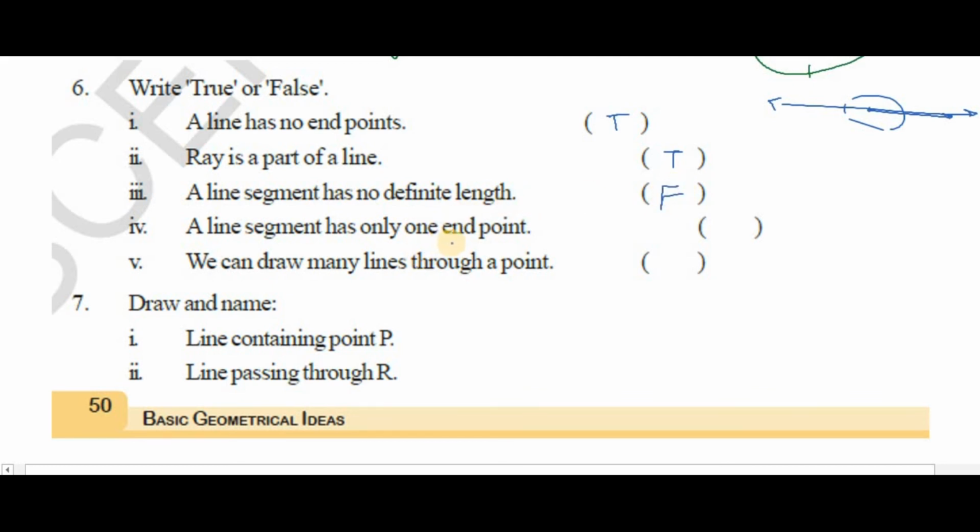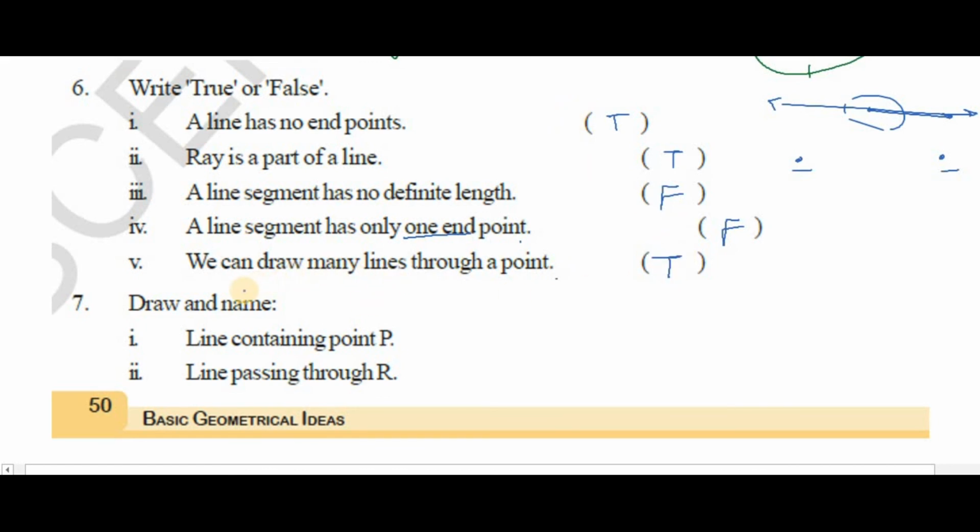A line segment has only 1 endpoint. Just now we discussed that for a scale, starting and ending we know. So that means how many endpoints does it have? 2. But here how many endpoints is he giving? 1. That means it is true or false? False. We can draw many lines through a point. Just now we gave an example in the question.